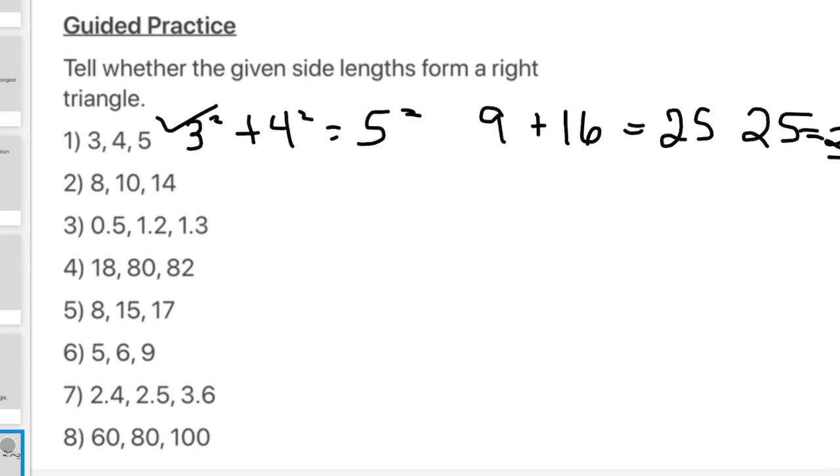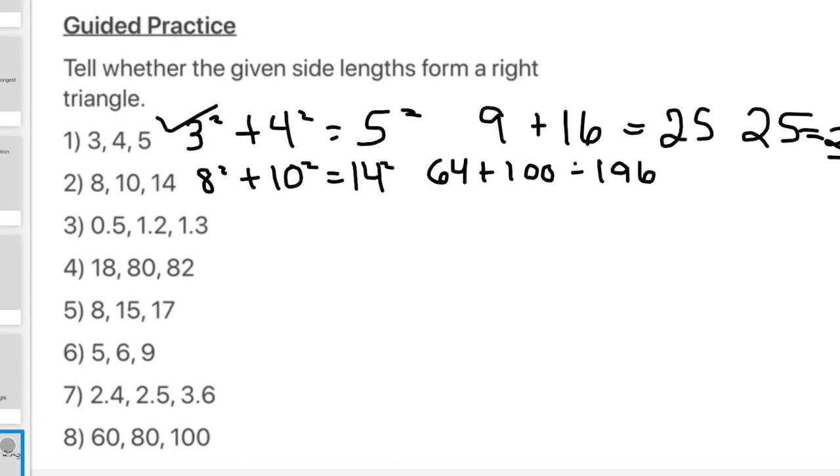All right, so again, we've got 8 squared plus 10 squared equals 14 squared. 8 squared is 64, plus 10 squared is 100, and 14 squared is 196. So we have 164 equals 196, which on this planet is not true. If it were, I would go into banking and make a fortune. So it's not true. So this does not form a right triangle. We've got some decimals on number 3, so go ahead and pause the video and try number 3 on your desk.